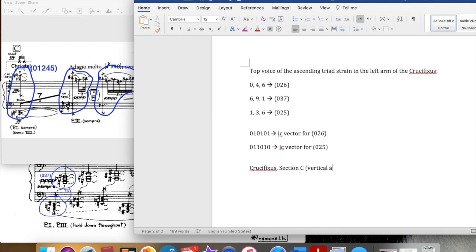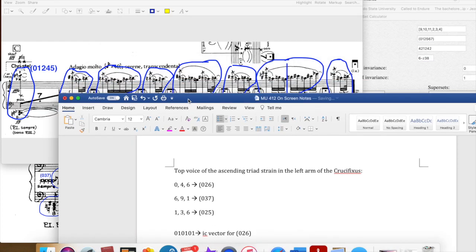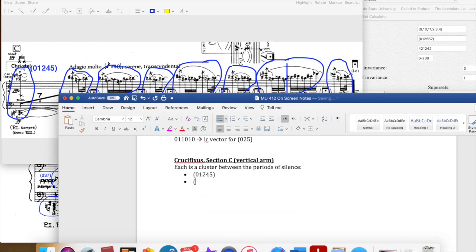This is the vertical arm. We started with 0, 1, 2, 4, 5, and then we had each a cluster between the periods of silence, I think is how I'll say this. Okay. 0, 1, 2, 4, 5 was the first one. The second one is, what did I just say? 0, 1, 2, 5, 6, 7.